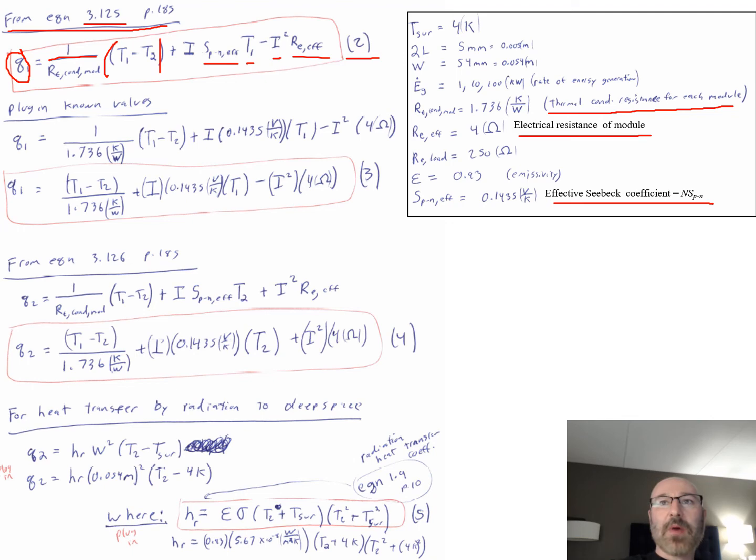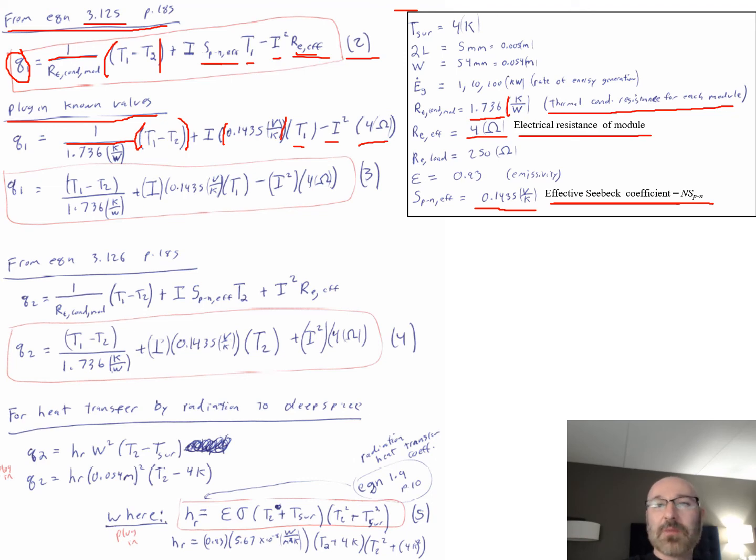From that, we can go back, and over here boxed off to the right is all of our equations from our setup page for our known values. So let's plug in our known values. We plug in 1 over our thermal conductive resistance for each module of 1.736 K per W in the denominator, times T1 minus T2, plus I times our effective Seebeck coefficient of 0.1433 volts per Kelvin, times T1, minus I squared times our R effective. Our R effective is 4 ohms, our electrical resistance of the module.